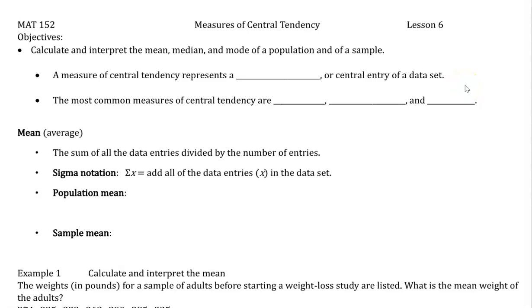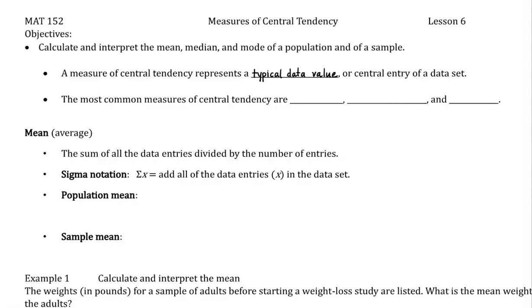In this lesson, we're going to be learning about measures of central tendency, or sometimes they're just called measures of center. Measures of center are values that represent a typical data value or a central data entry. There are three common measures of central tendency, and they are the mean of a data set. The mean can also be referred to as the average of a data set.